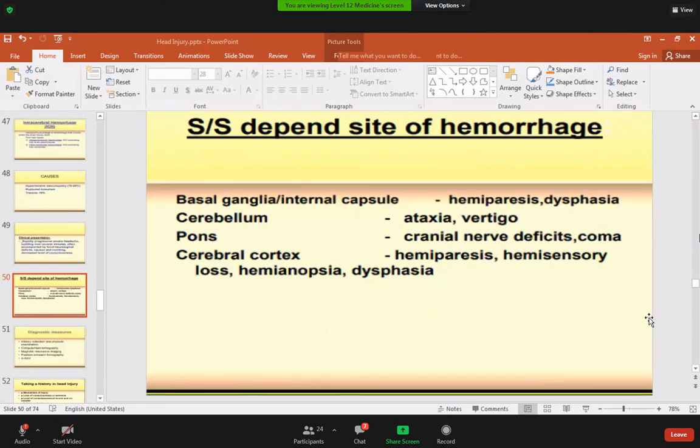Now, signs and symptoms depend on the hemorrhage. Whatever is the site of hemorrhage, the symptoms will be according to it. If it is basal ganglia or the internal capsule, patient may present with hemiparesis or dysphagia. If it is cerebellum, which is associated with balance control, there will be ataxia or vertigo. If it is affecting the pons, the cranial nerve deficits will be obvious, or patient may have coma. Or if cerebral cortex is affected, patient may have hemiparesis. The opposite side of the site of the injury will be presented with symptoms like hemiparesis, hemisensory loss, hemianopsia, and dysphagia of the other side, not the whole body.